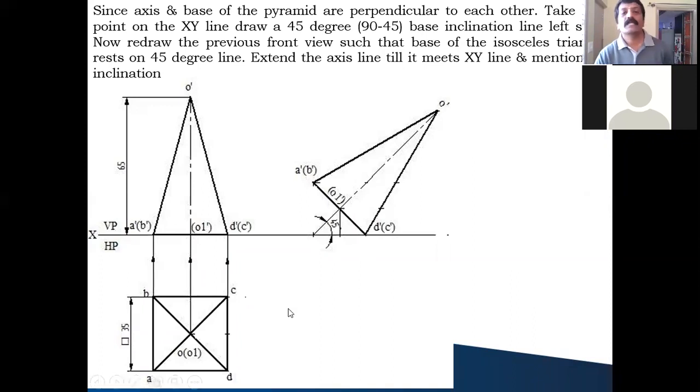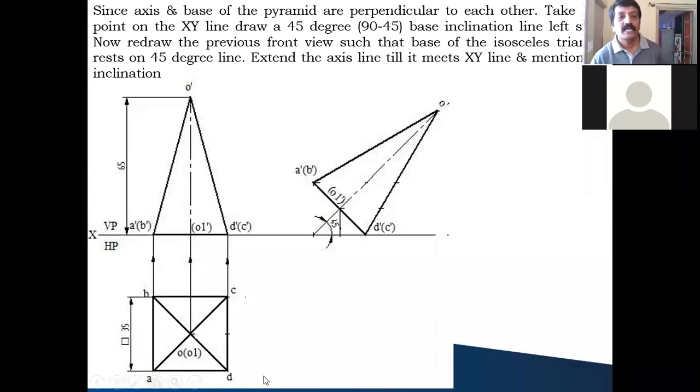So what you do, you take any one point on the right side of your XY line and from that point draw a 45 degree line to the left side of you, like this. After drawing this 45 degree line, you have to redraw this isosceles triangle such that its base rests on this 45 degree line. That's all, without changing its shape and size, including the points.